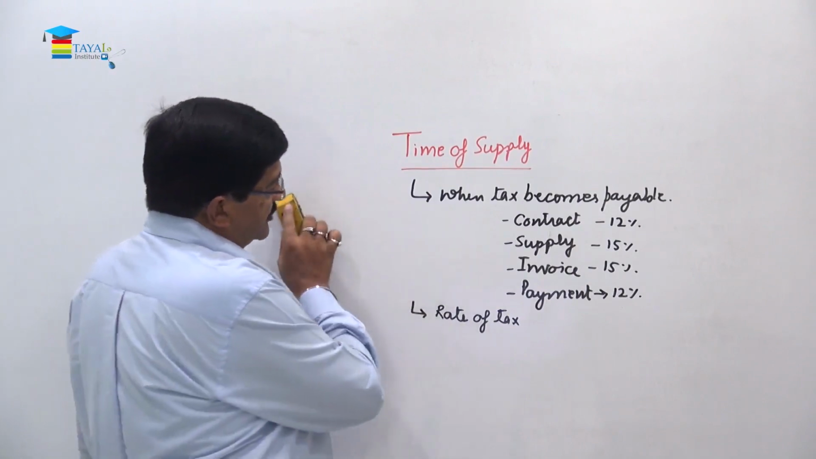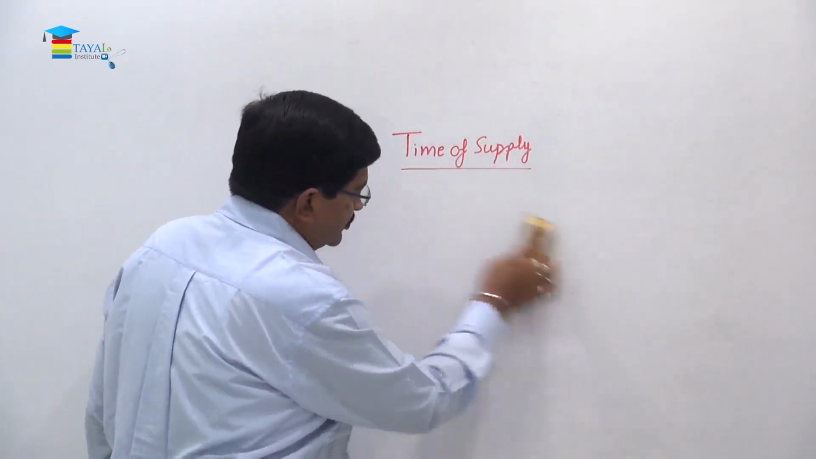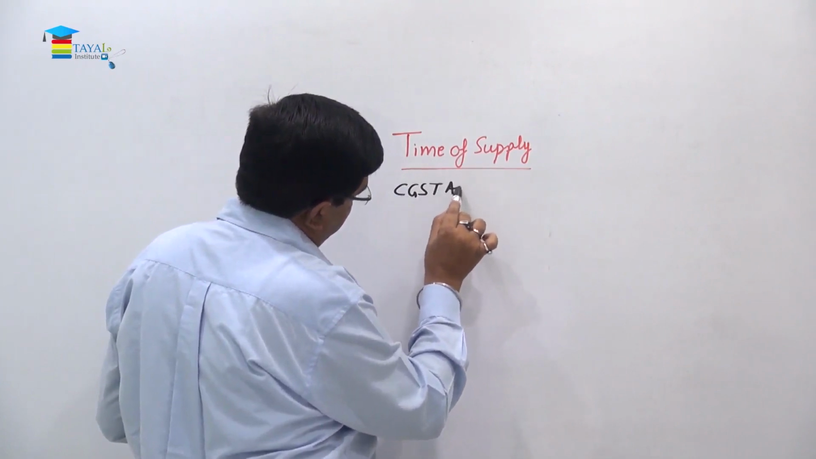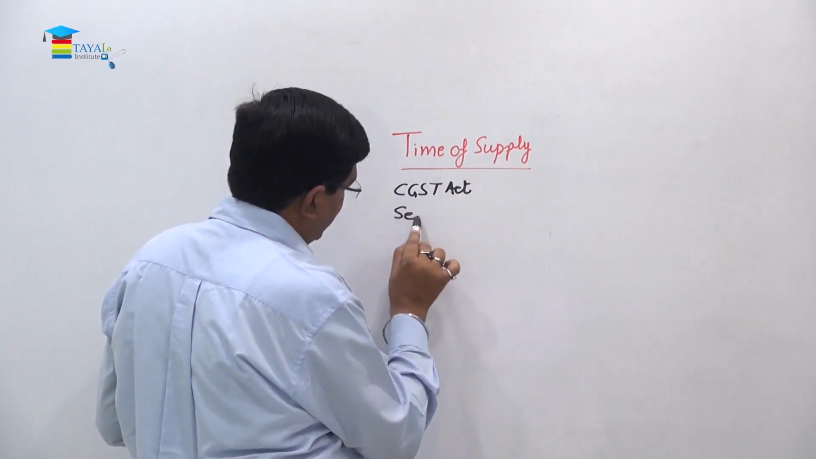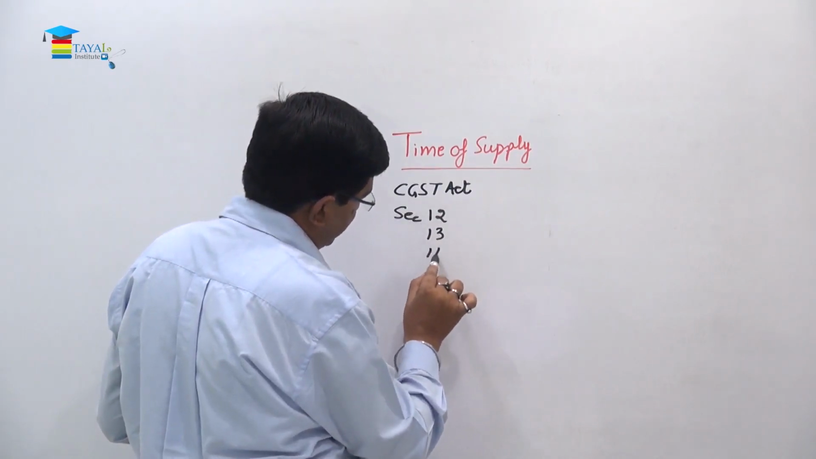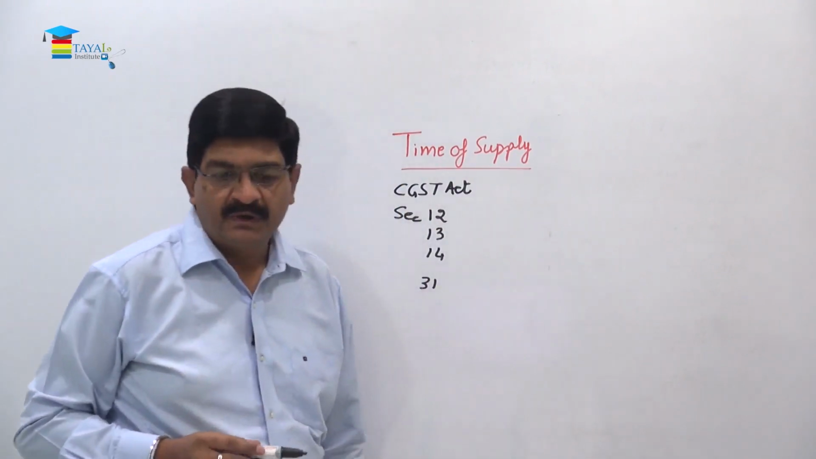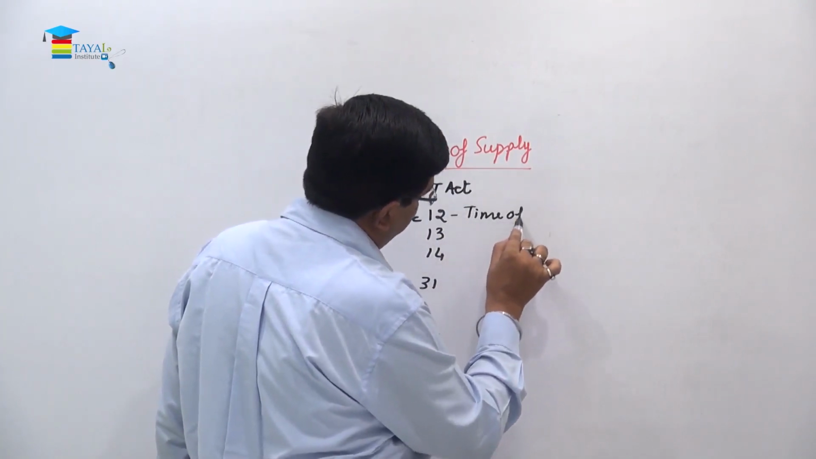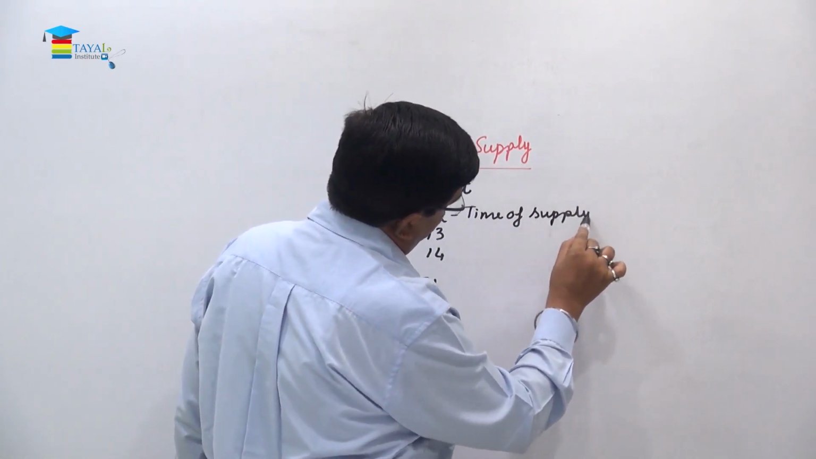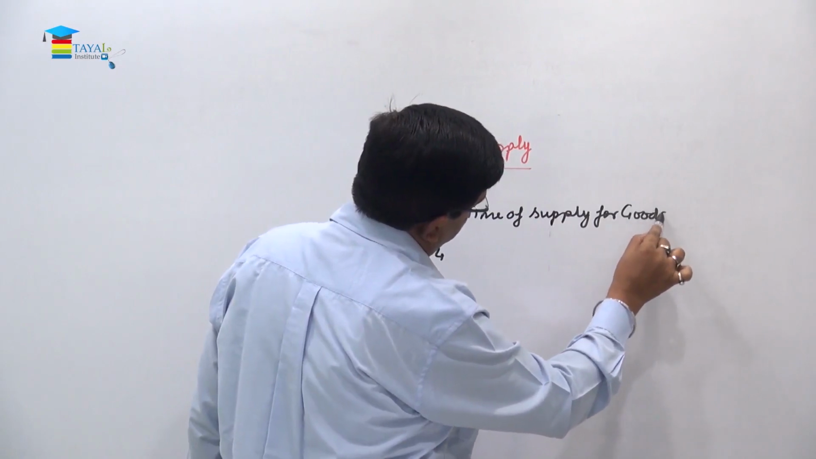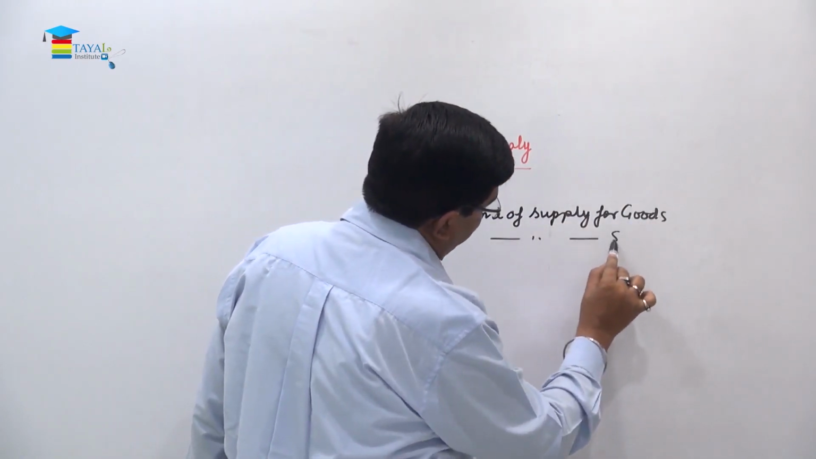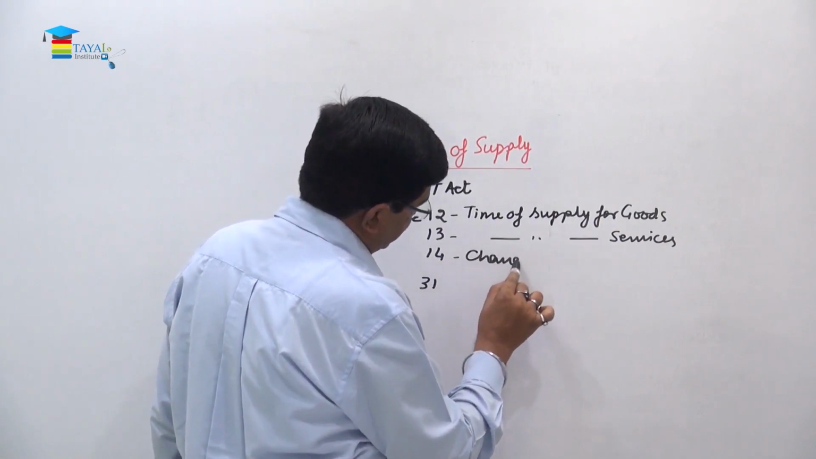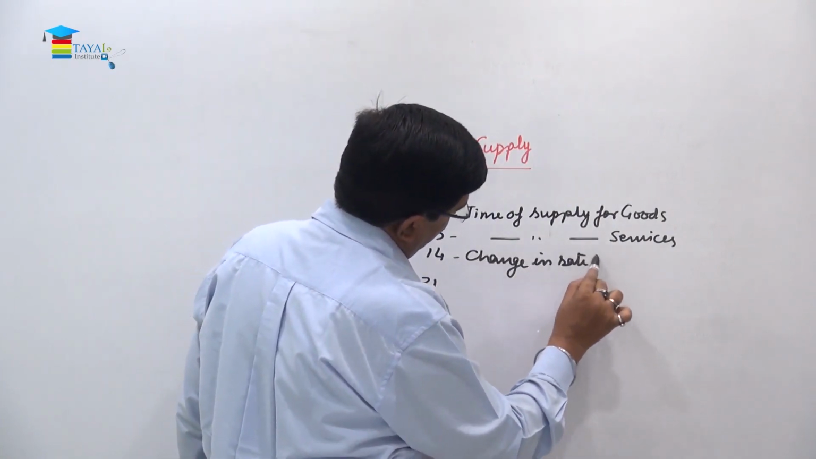Right? And for the purpose of this chapter, we are going to touch upon the CGST Act, and here we are covering section 12, section 13, section 14, section 31. Section 12 talks about time of supply for goods. Section 13, this is time of supply for services. Section 14, this is about the change in rate of tax.